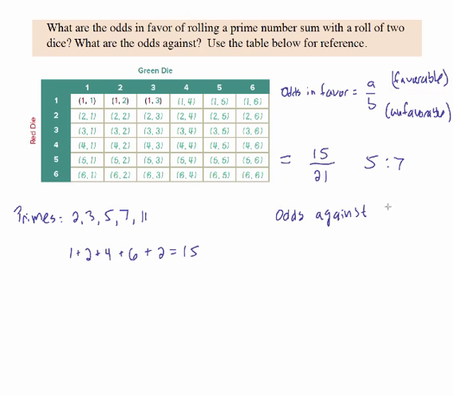The odds against are exactly the opposite. It's the number of unfavorable outcomes compared to the number of favorable. So all that does is it flips the 2 numbers in the odds in favor. If the odds in favor are 5 to 7, the odds against are 7 to 5.